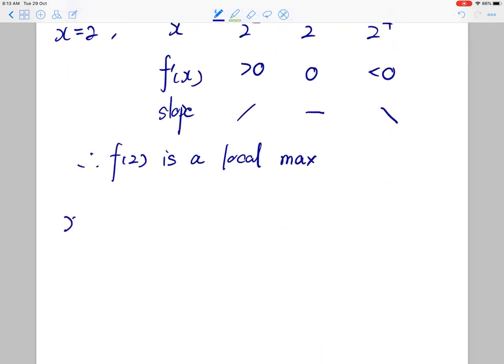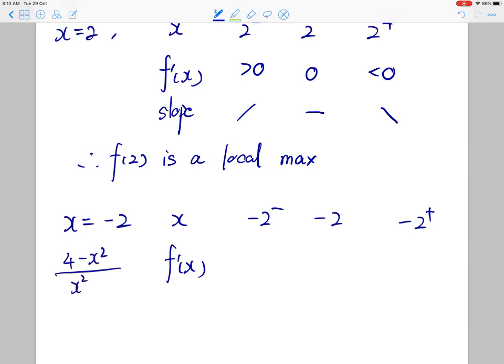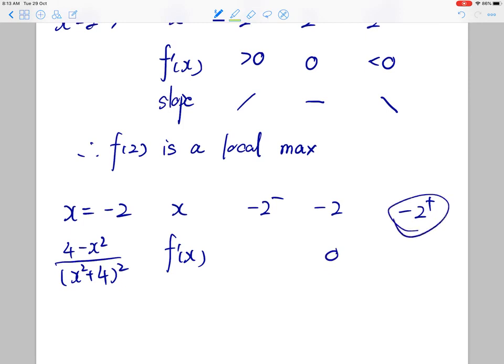So similarly, at point -2, your x is slightly smaller than -2, slightly greater than -2, right? Then your derivative... So let's copy the formula of derivative. It's 4 minus x squared over x squared plus 4 squared. Okay, it is 0 when x is at negative 2. And when x is slightly greater than negative 2, for example, x is negative 1.9, you sub in negative 1.9. You can see this thing is 3 point something, so it is positive.